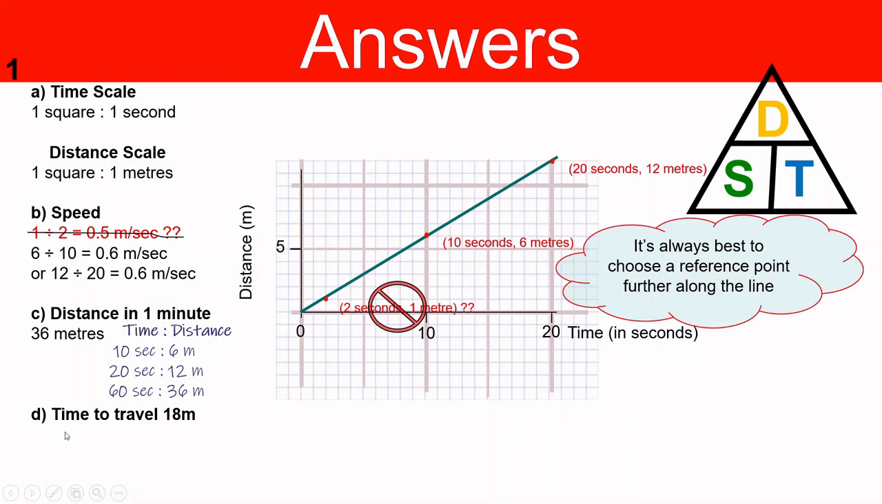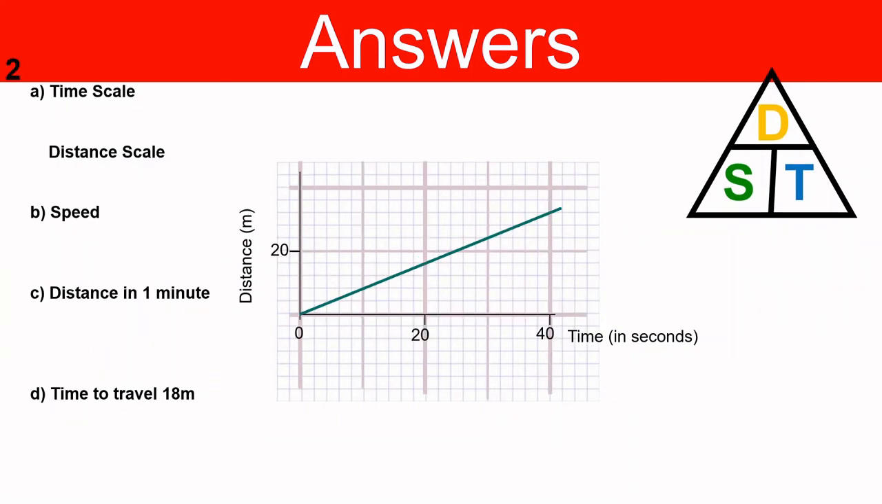And the amount of time it takes to travel 18 meters, again, that's off my scale. My scale only reaches up to 12 meters. But I do know that in 10 seconds, I can travel 6 meters. That's here. And if I can travel 6 meters in 10 seconds, 18 meters is 3 times that distance. 3 times that distance, 3 times that time. 10 seconds times 3 is 30 seconds.